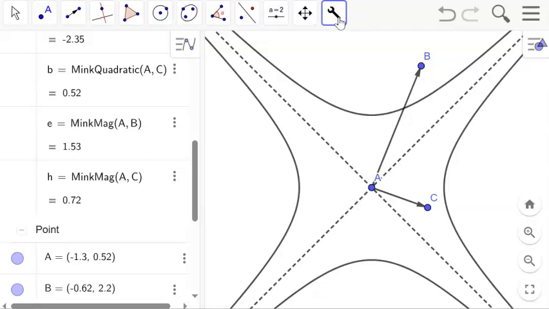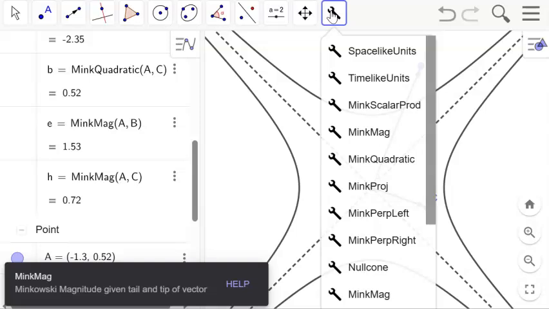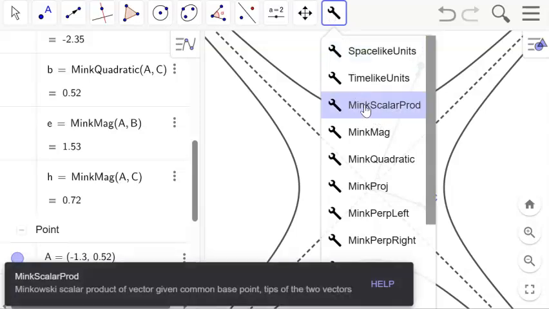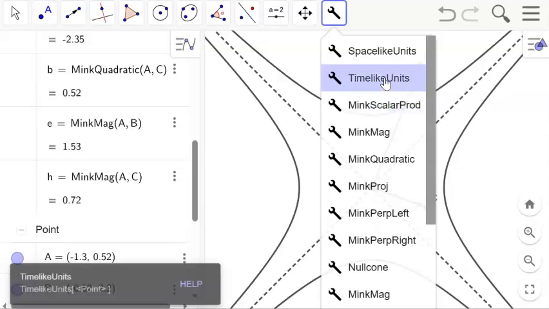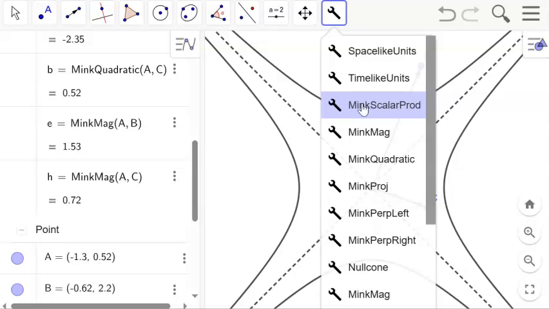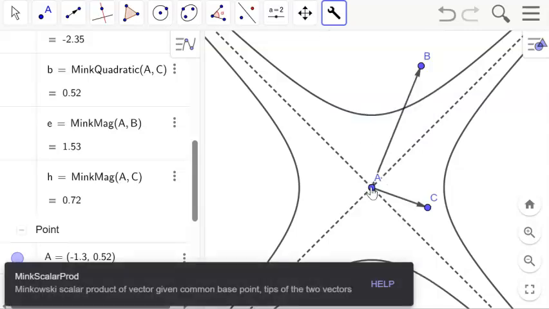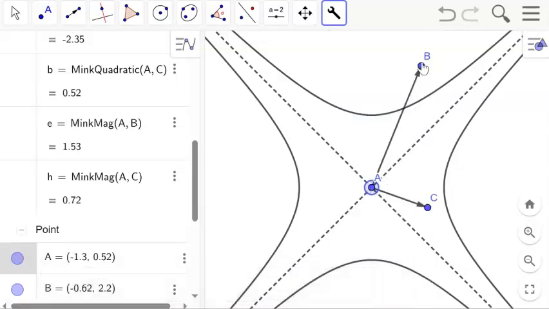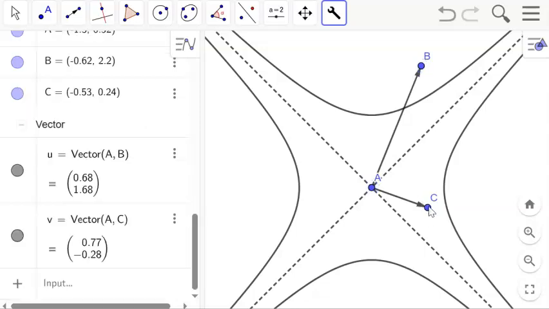So it's like squared lengths or non-squared lengths for Euclidean, although the sign, of course, is a huge interesting issue. Okay, Minkowski scalar product, you can probably guess what that is. The two vectors you're going to apply it to have to be tail to tail, just to be simple. They're going to have a common base point, and then I select the tips, and it'll give me the scalar product. So, for example, common base point, and so it's AB and AC.